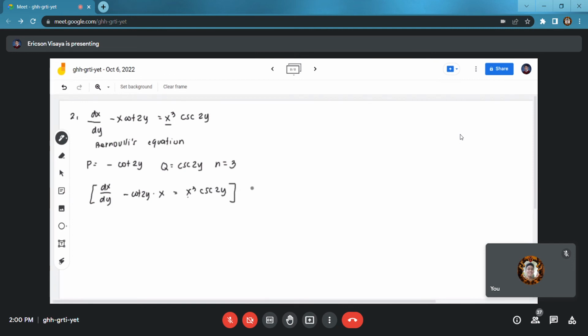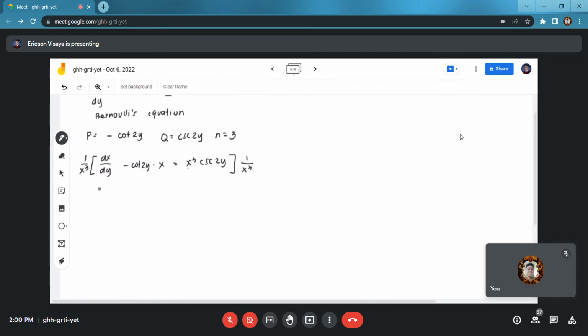So we divide both sides by 1 over x cubed, 1 over x cubed. So it becomes x raised to negative 3 dx over dy minus cotangent 2y times x divided by x cubed. So that is x raised to negative 2 is equal to cosecant 2y.